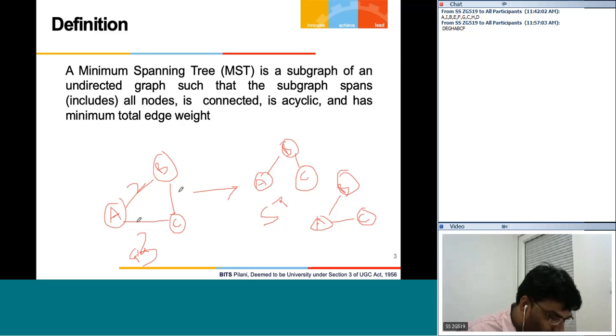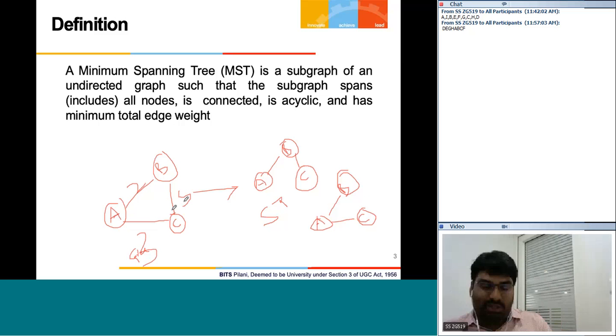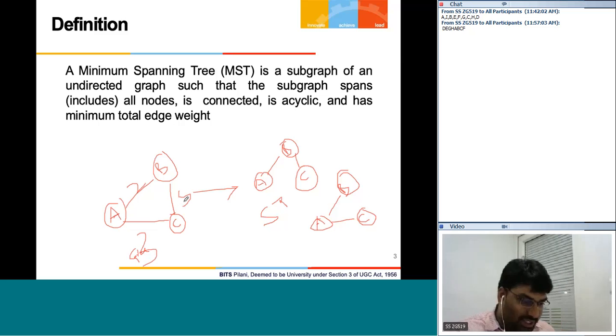I'm just adding values. This value is 2, this value is 3, and this value is 5. Sorry, my writing is bad because I'm using the pointer, so just excuse me. Now here it is 2, here it is 5, here it is 3, here it is 2. Okay, there are two spanning trees.